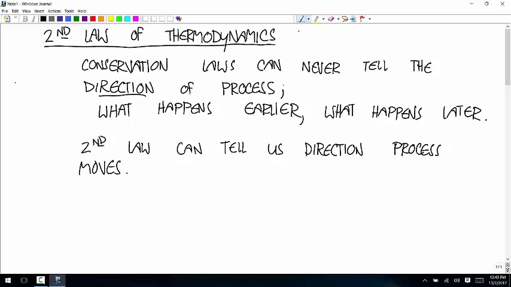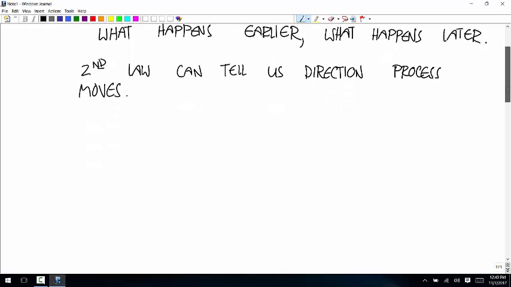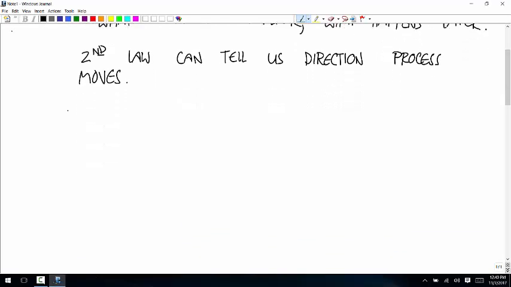And there are three ways to think about the second law. There are three equivalent forms of the second law.